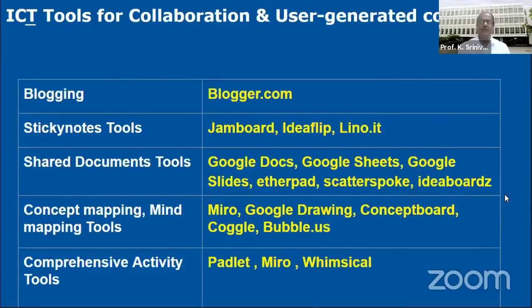Something like shared document tools like Google Docs, Google Sheets, Google Slides, of course, we have been using. Apart from this, Etherpad, Scatterspoke, and idea boards are also very important. Concept mapping, mind mapping, comprehension activity tools. And some of the tools I mentioned here, like Padlet, Miro, Google Drawing, are very simple tools which facilitate this particular mode of learning.